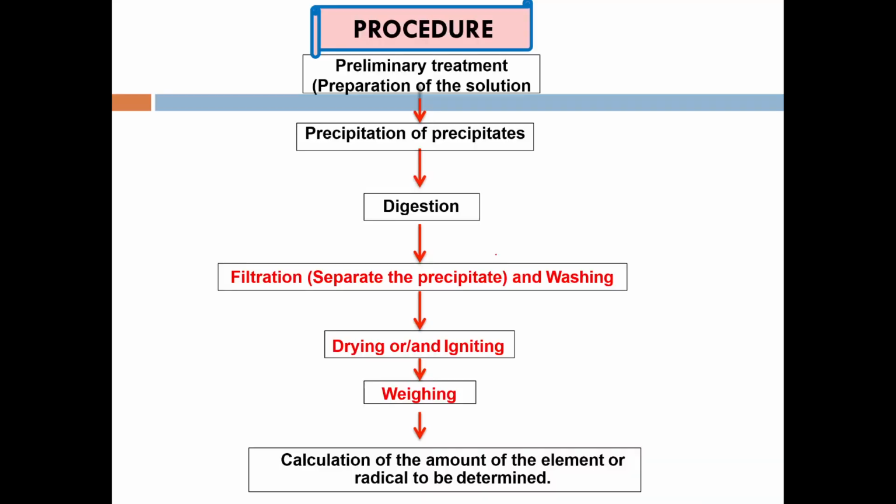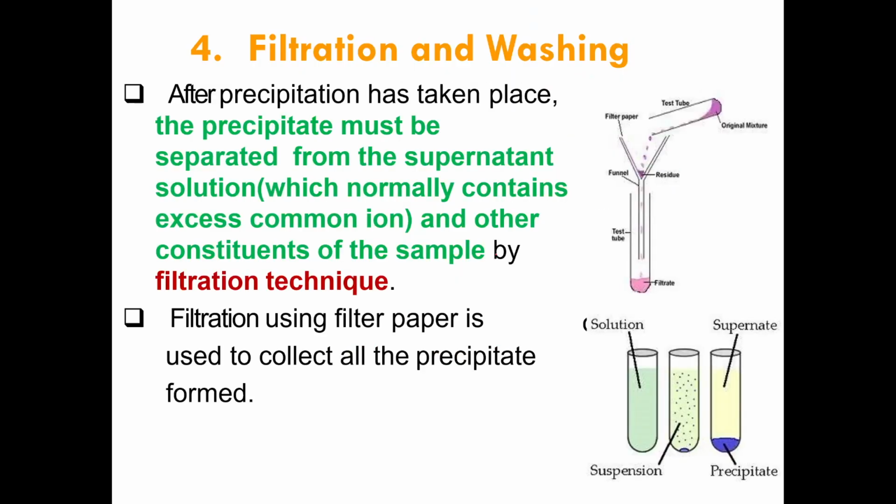So in this video I will explain about filtration, which is to separate the precipitate, and washing, drying or igniting, and then weighing. So filtration and washing. After precipitation we need to wash the precipitate. The precipitate must be separated from the supernatant solution and the constituents of the sample by using the filtration technique. Filtration is normally done using filter paper. It's used to collect all the precipitate formed.